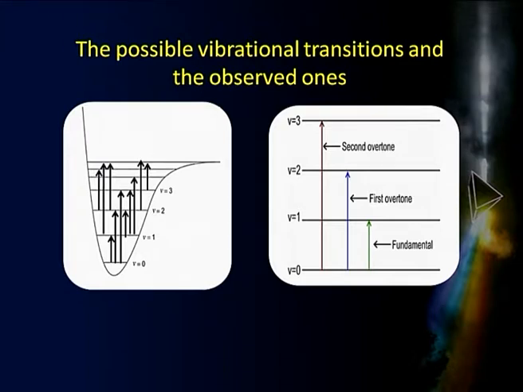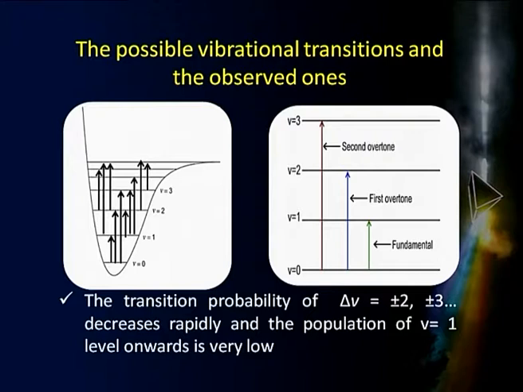The reason is that what you observe here is only the fundamental, that means the 0 to 1 transition, the first overtone, 0 to 2, and the second overtone, 0 to 3. The transitional probability of delta V equal to plus minus 2, plus minus 3 and so on decreases very rapidly. And secondly, the population of levels from V equal to 1 onward is very low. So, we do not expect many transitions to originate from V equal to 1, 2, 3 and so forth levels. And any transitions which involve larger changes in delta V are going to be of very low transitional probability, meaning the intensity is going to be negligible, and we will not be observing them.